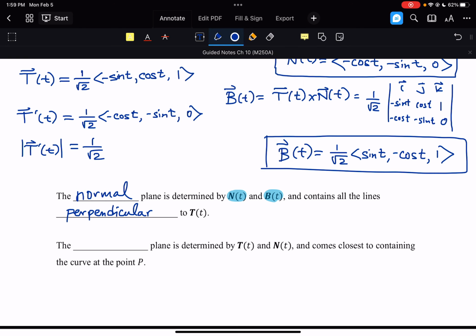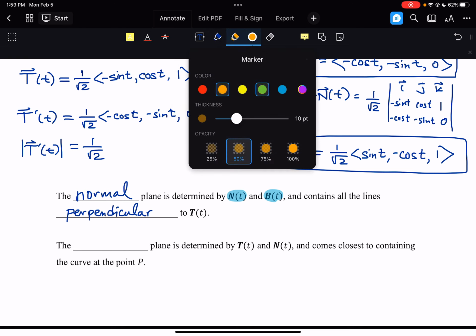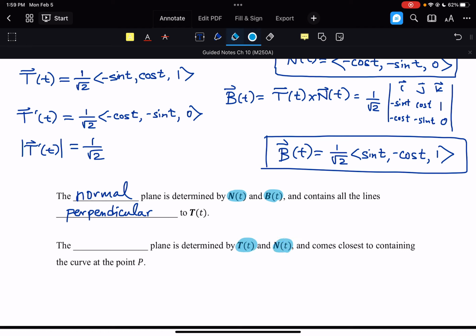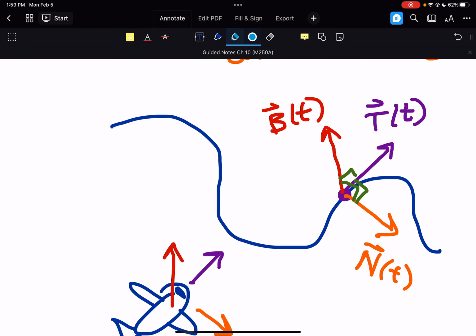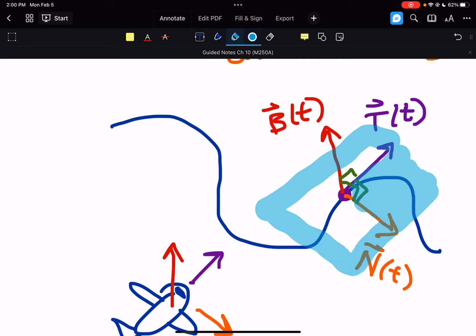And then we can talk about the plane determined by T and N. This is called the osculating plane. Not oscillating like with trig functions. This is osculating. It actually comes from a Latin word, osculum, which means to kiss. This is sometimes called the kissing plane. This comes closest to containing the curve at the point P. So if we go back and look at the diagram again, that's this plane right here and everything around it.